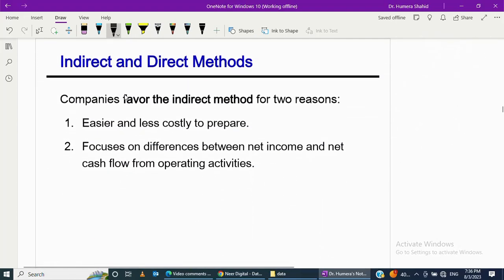So why is the indirect method preferred over the direct method? Because it's easier and less costly, and it makes it very clear why net income is different from cash flow from operating activities, because all the items which are non-cash are mentioned.